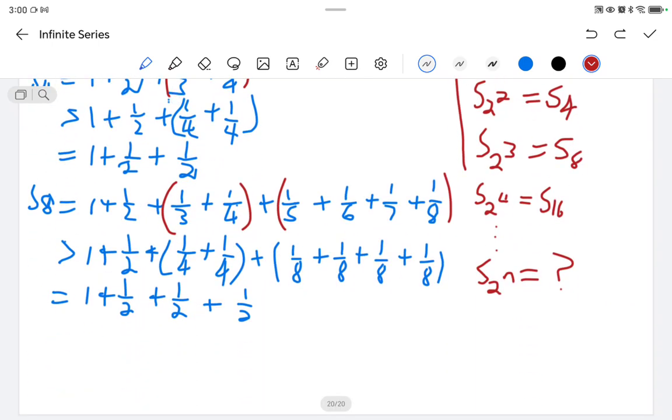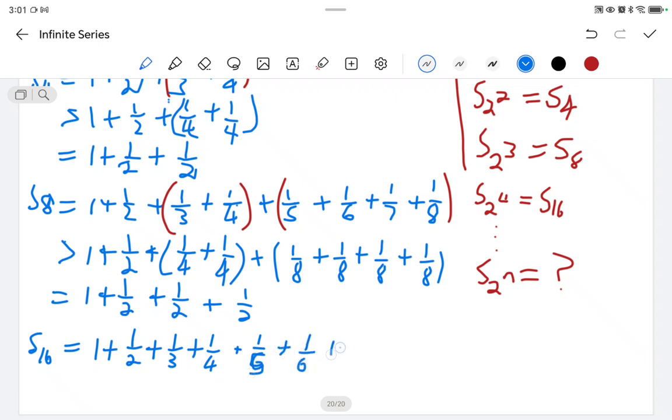So this will be the same case with the one which is coming next, which is S16. After S8 is S16. Then we're going to have S16 equals to 1 plus 1 over 2 plus 1 over 3 plus 1 over 4. So let me write up until 8, right? Plus 1 over 5 plus 1 over 6 plus 1 over 7 plus 1 over 8. Then from here, I'm just going to write 1 over 9, 1 over 10. Then I do this because I can't write all elements. I know that it should end at 1 over 16.